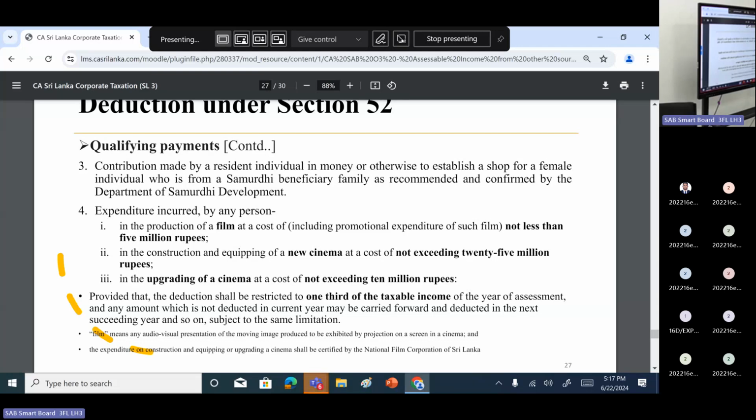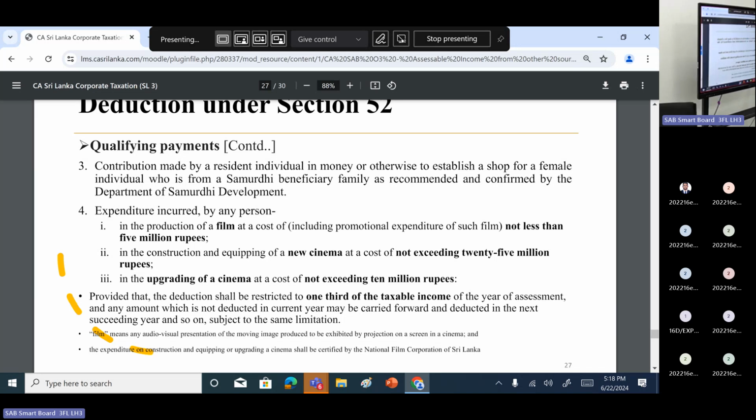There is no limitation. Expenditure incurred by any person in the production of a film. This is especially applicable to the film industry. Production of a film at a cost of not less than 10 million. Sorry, 5 million. Film cost should not be less than 5 million. More than 5 million, right? Then again, we can deduct, but there is a limitation.